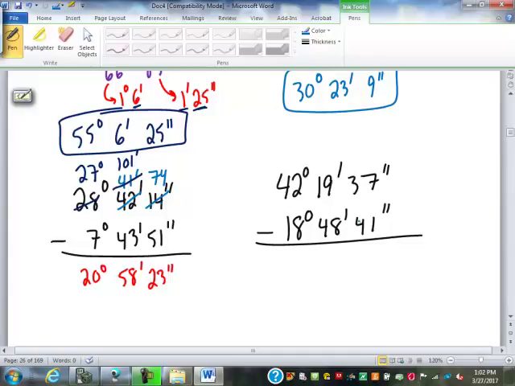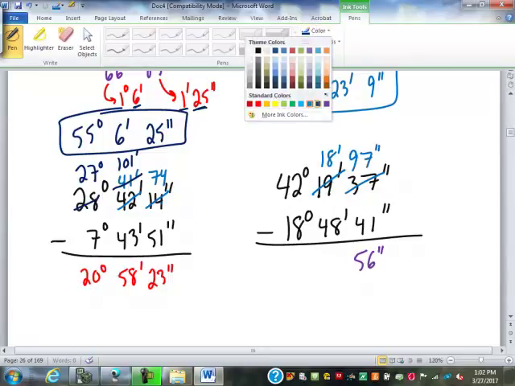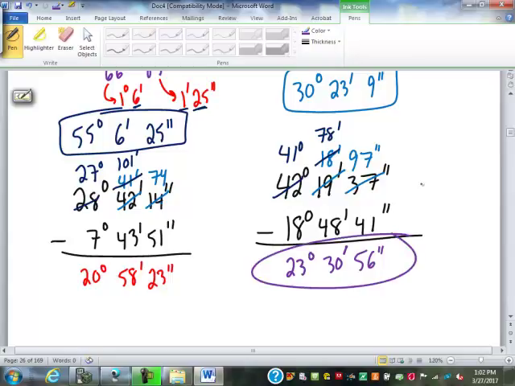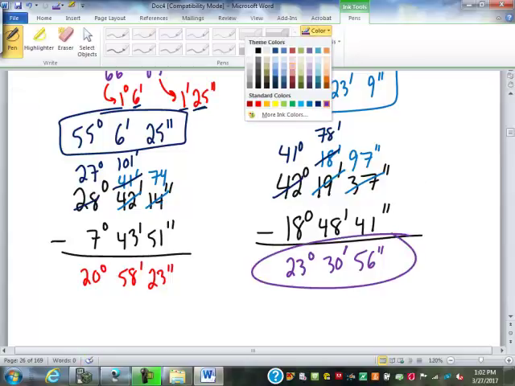Okay, so 37 minus 41, what are we going to have to do there? Borrow. So this becomes 18, and this is going to be 97. 97 minus 41 will be 56. 18 minus 48, of course, doesn't work. We borrow, this will become 41, and this will become 78. 78 minus 48 is 30 minutes. 41 minus 18, 23 degrees. So 23 degrees, 30 minutes, 56 seconds. Any questions?